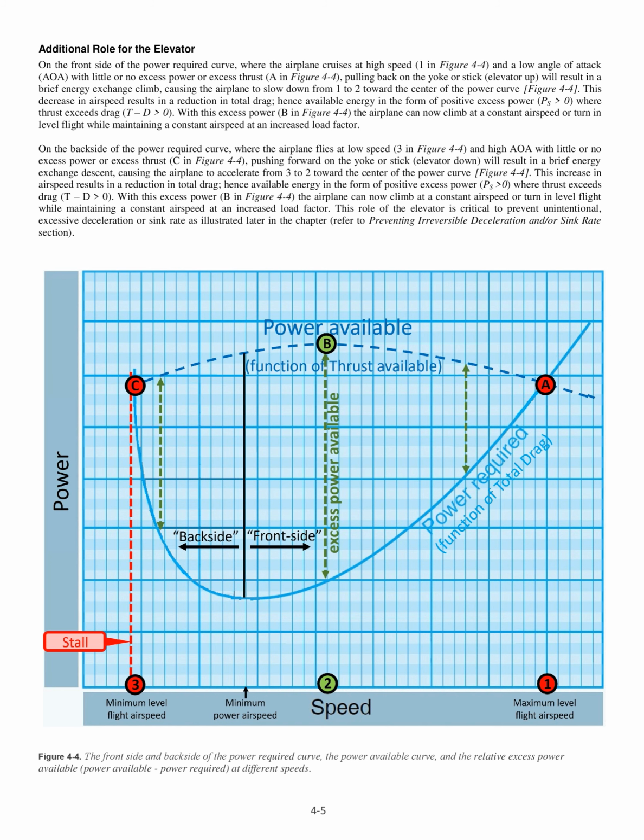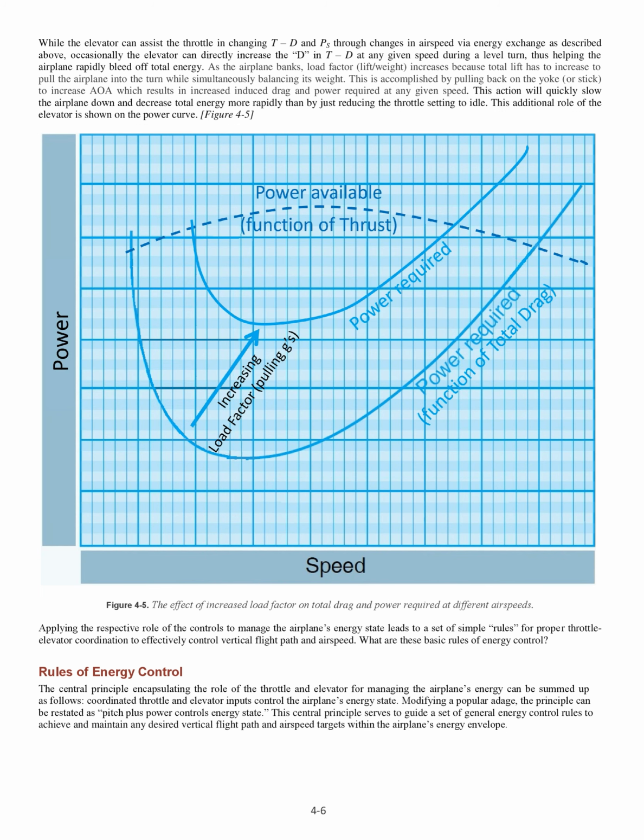This role of the elevator is critical to prevent unintentional, excessive deceleration or sink rate as illustrated later in the chapter. Refer to the Preventing Irreversible Deceleration and/or Sink Rate section. While the elevator can assist the throttle in changing T - D and PS through changes in airspeed via energy exchange as described above, occasionally the elevator can directly increase the D and T - D at any given speed during a level turn, thus helping the airplane rapidly bleed off total energy.